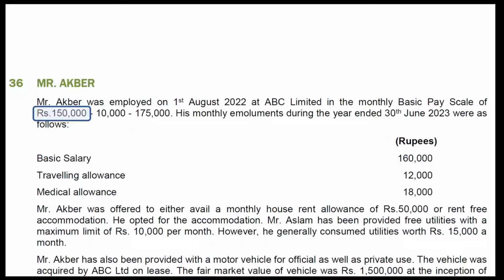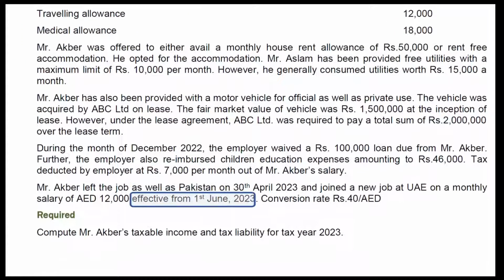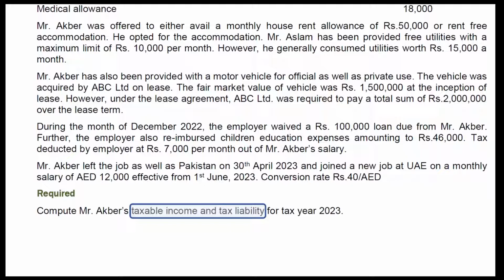Second figure is the annual increment. In simple words, the monthly basic salary will increase after every year with this amount. Here this amount is rupees 10,000. Third figure is the maximum limit of a basic pay scale. An employee's basic salary cannot be more than this maximum amount. Have a look at requirement of question. You are required to compute 2 items: taxable income and tax liability.